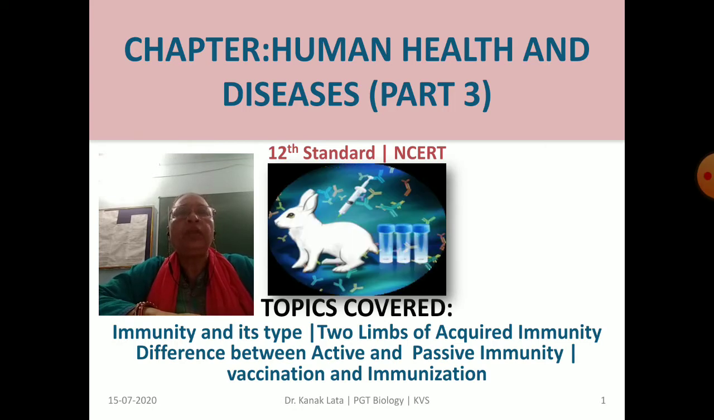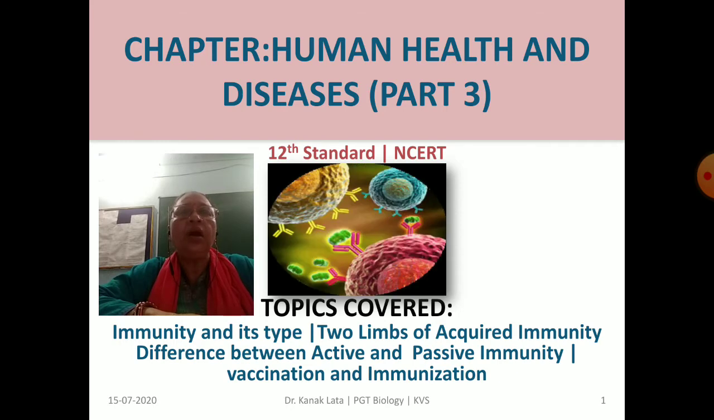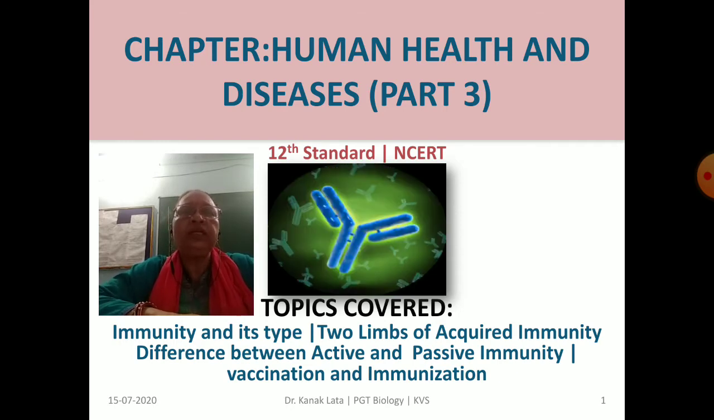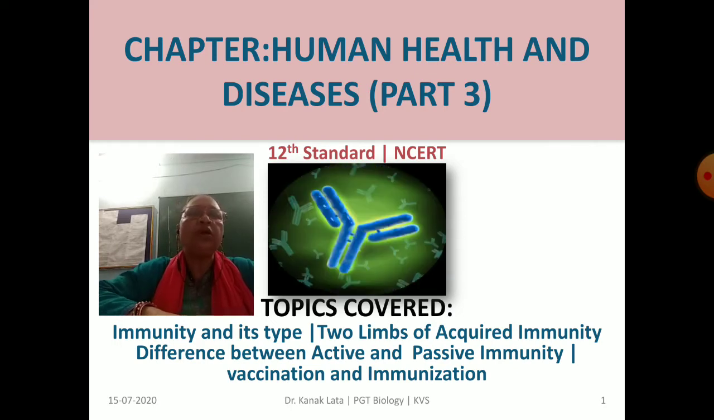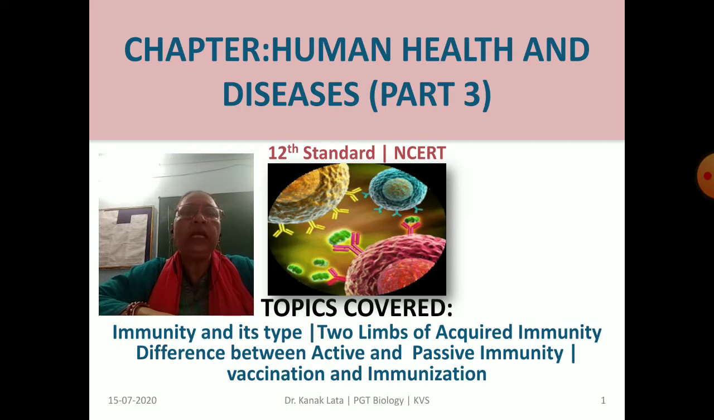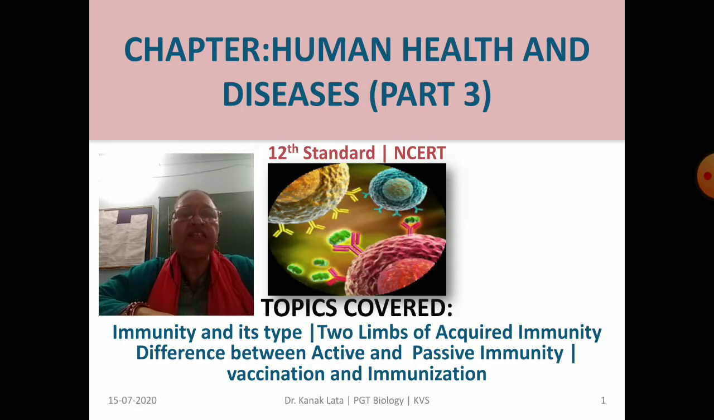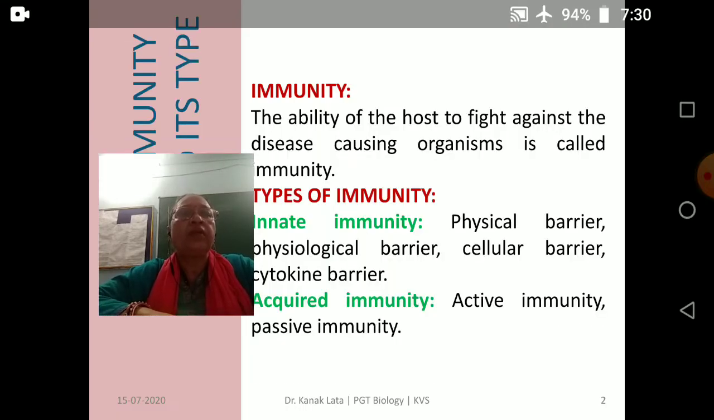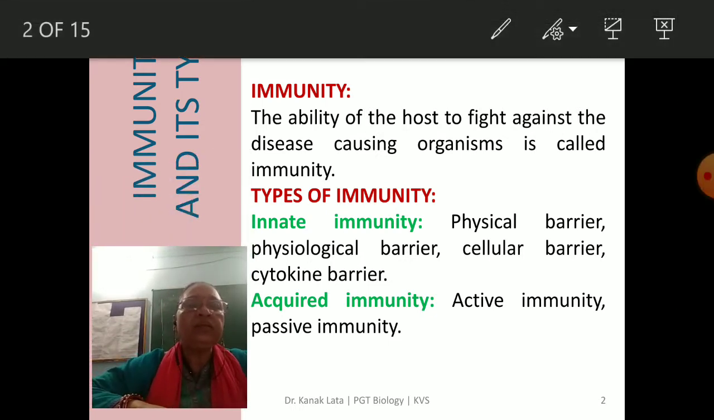Today, I am taking the Human Health and Diseases Part 3 of 12th Standard. Here, I am going to discuss immunity and its type, two limbs of acquired immunity, difference between active and passive immunity, vaccination and immunization. Let us discuss about immunity and its types.